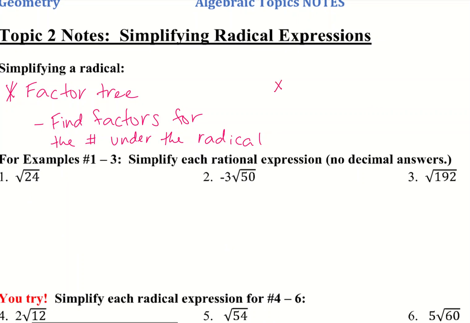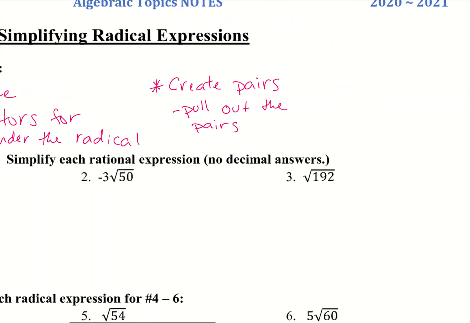You're going to create pairs, and you're going to pull them out. So pull out pairs. And then anything left over stays under the radical.